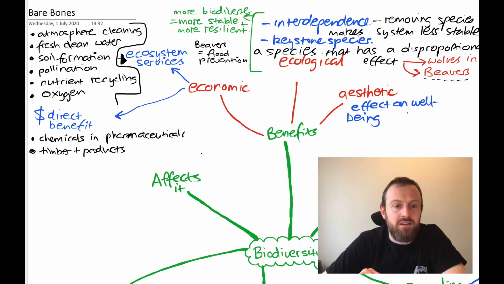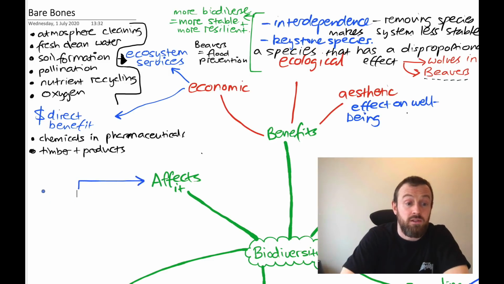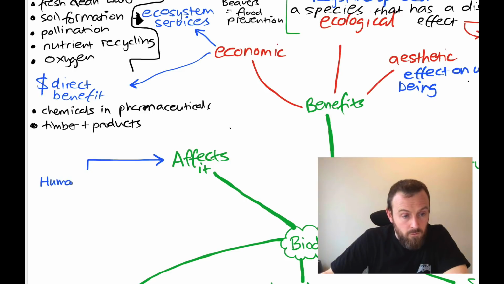But what about things that affect biodiversity? What are the main things that affect biodiversity? Well, let's look at them. There's about three major things that affect biodiversity. So I'm going to do my arrows going the other way, just to mix it up. Number one: human population affects biodiversity. I'm going to zoom in a little bit more. This is the big one.